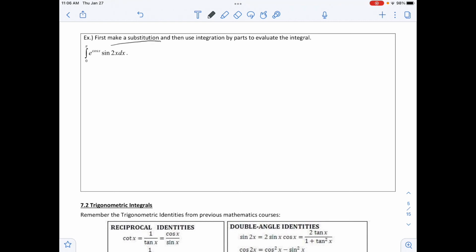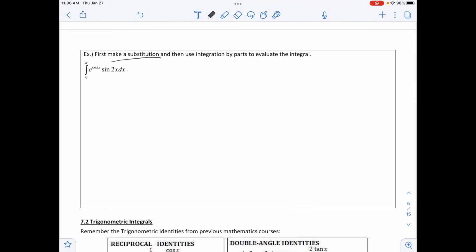And so the problem is we're evaluating the integral from 0 to pi of e to the cosine x sine of 2x dx. So first thing I notice is that I'm dealing with different angles, cosine of x and sine of 2x. And if you remember, I'll write it up here, that sine of 2x is equal to 2 sine x cosine x, with our trig properties. I'm going to go ahead and use that to rewrite this so that the problem is in terms of all the same angle.